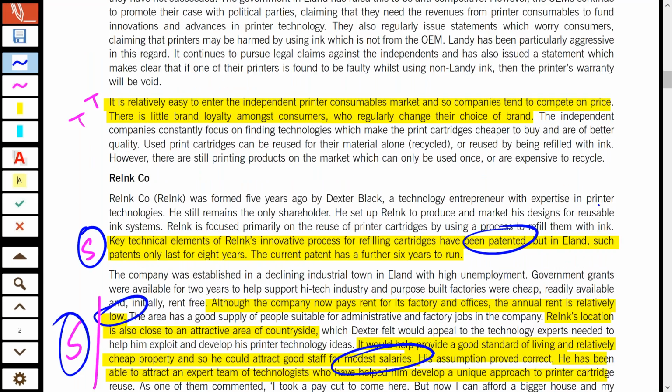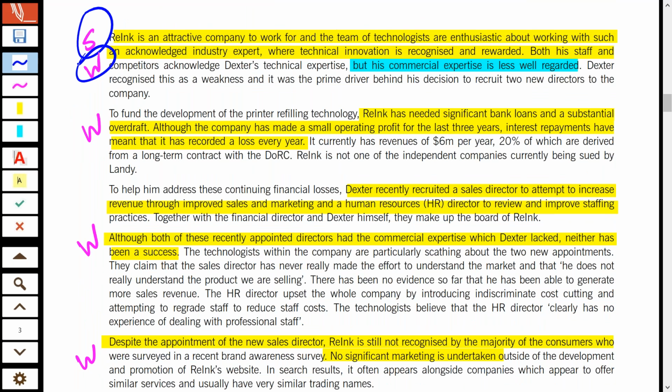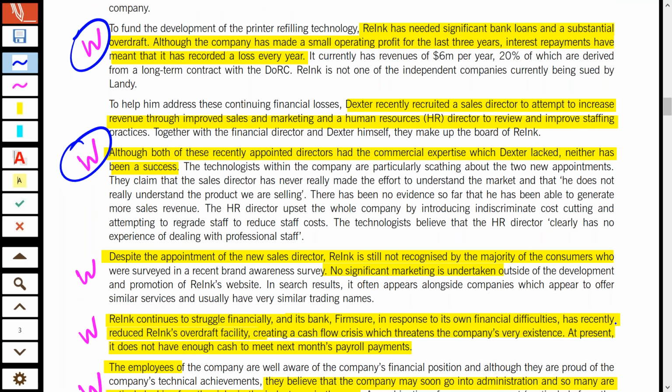Weakness. Ah, this one. Lack of commercial expertise. Yeah. Continuous losses and high gearing. Yeah, this one. Inefficient sales and HR director. This one.